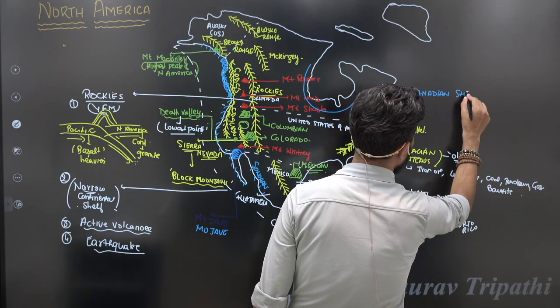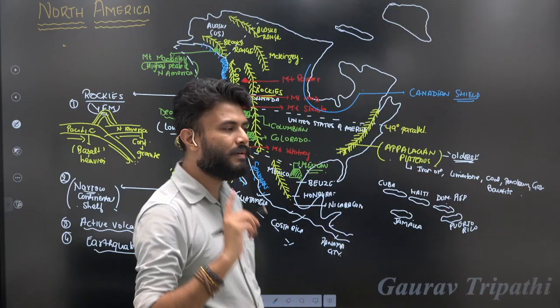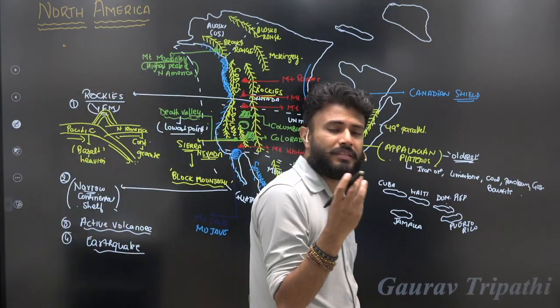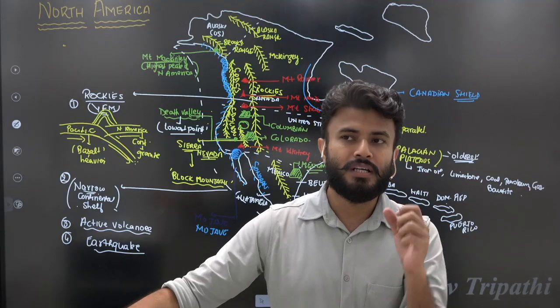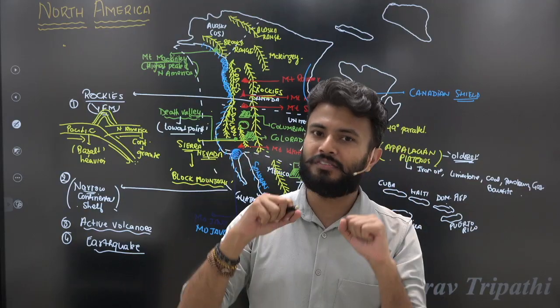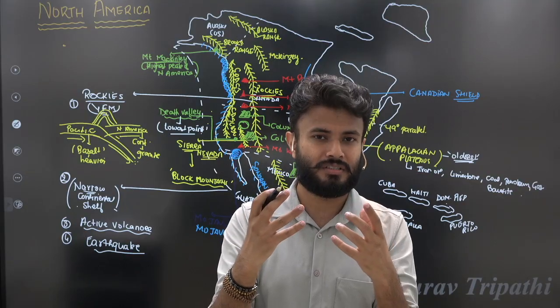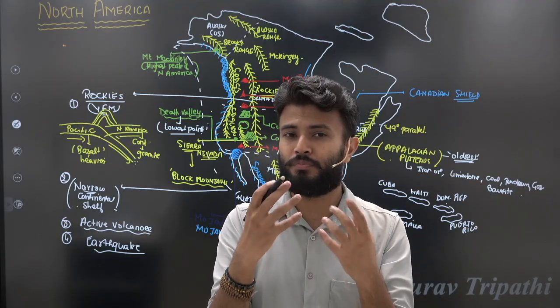Now, what do we mean by Canadian Shield? What do we mean by shield? Shield is basically a geological term. What is the role of a shield in general? A shield is something which protects us. There is something related to protected nature. When we talk about shield, it has something to do with protection.